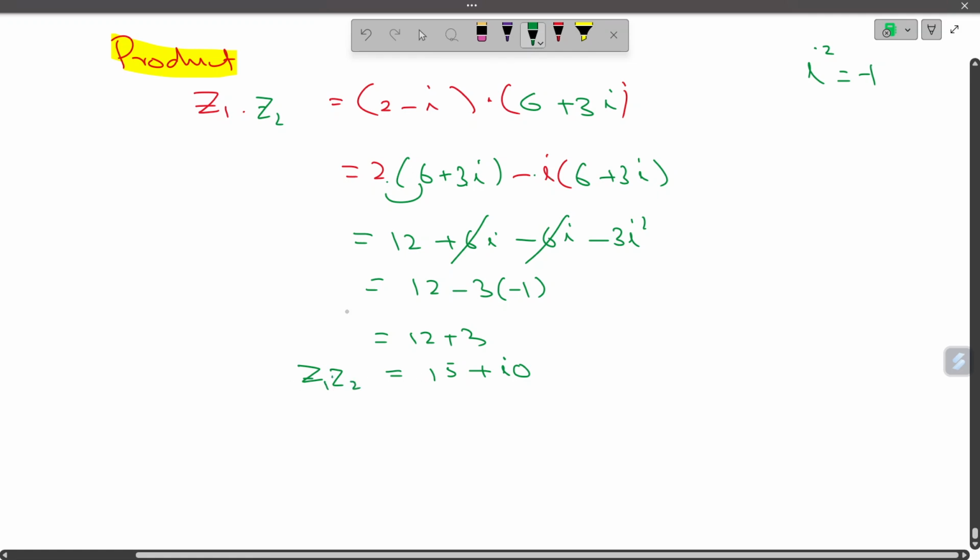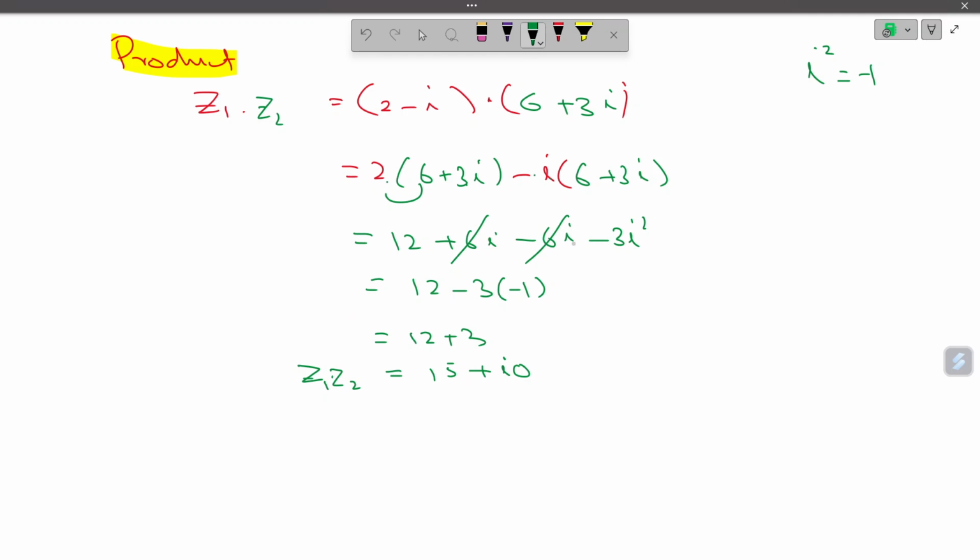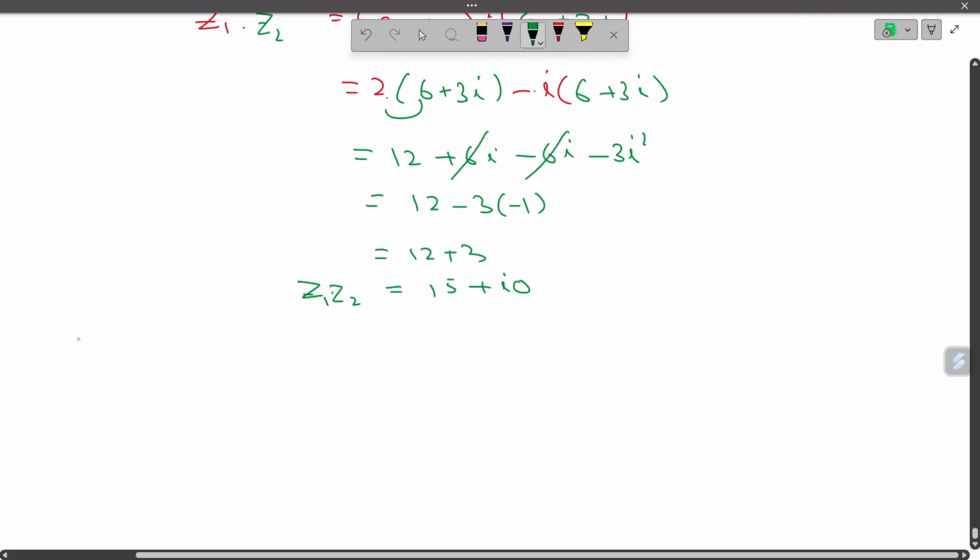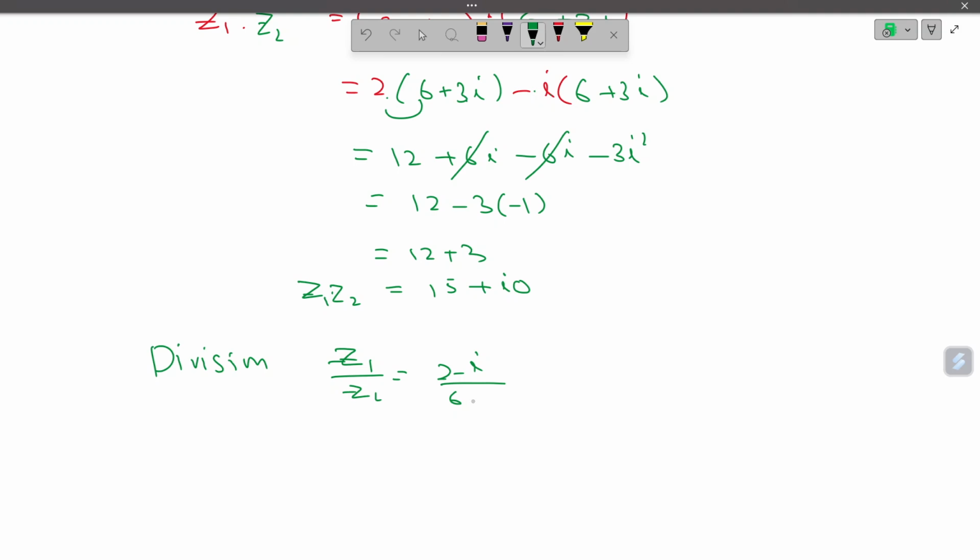The last one: addition we did, subtraction we have done, and now we have done the product. Now we have to do the division. Division of z1 by z2. What is our z1? 2 minus i. z2 is 6 plus 3i.